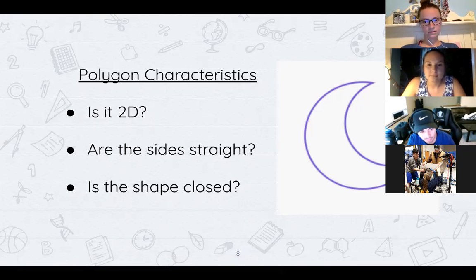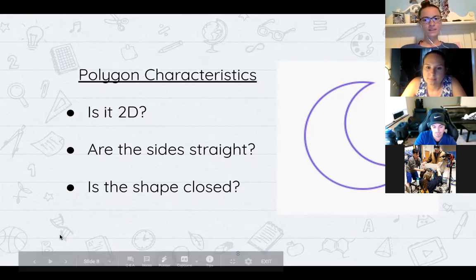Great, I see some answers coming in from Tyler, Kelly, and Sammy. So far, I see a lot of people saying that it's a non-polygon. Emily said non-polygon. It is a 2D shape. It is closed, but not all sides are flat. Friends, how are the sides? How would we describe those? Thank you, Emily. Those sides are not straight.